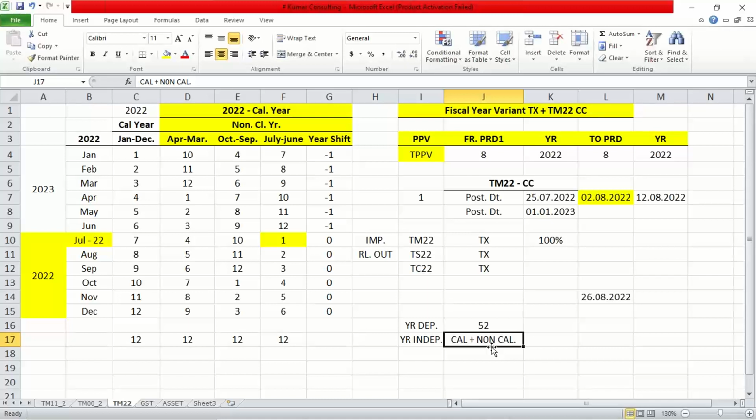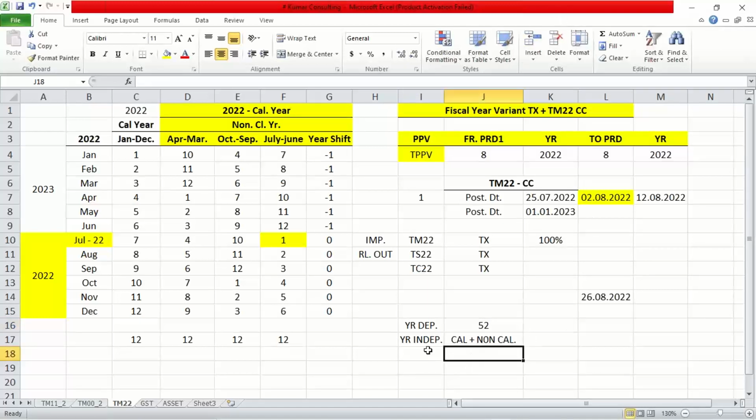Then what will happen, right? The number of periods is more than the calendar year or non-calendar year, right? So that's the difference between year dependent and year independent. So year dependent and year independent, what is another difference, guys?